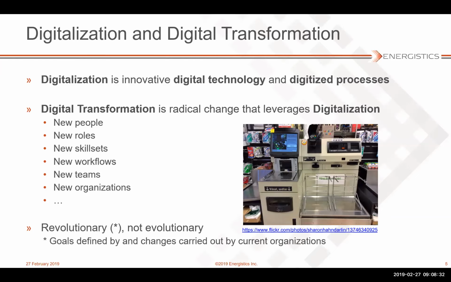And the idea here is that the change that digital transformation brings is revolutionary and not evolutionary, with the major caveat that the goals of a digital transformation are going to be defined by existing organizations, and the people that carry the change out, at least in the initial stages, are going to be those existing people, possibly repurposed, possibly not.